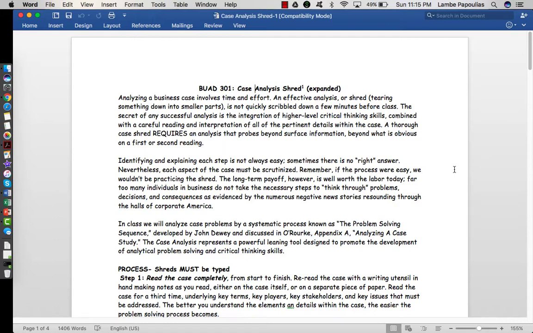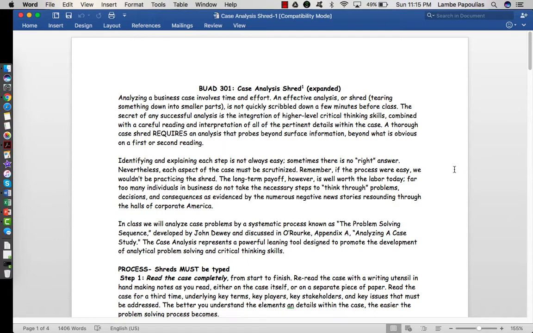Sometimes there is no right answer. Nevertheless, each aspect of the case must be scrutinized. Remember, if the process were easy, we wouldn't be practicing the shred. The long-term payoff, however, is well worth the labor today. Far too many individuals in business do not take the necessary steps to think through problems, decisions, and consequences, as evidenced by the numerous negative news stories resounding through the halls of corporate America.